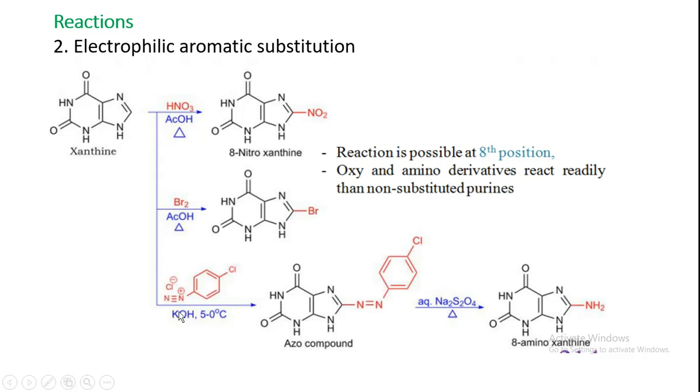Then with benzene diazonium chloride, diazotization at 0 to 5 degrees Celsius. So a diazonium or azo compound will form, where the diazo group attaches at the 8 position. Then you react that with aqueous sodium dithionite, and it will form 8-aminoxanthine. That means this group will convert to NH2. So, 8-aminoxanthine.